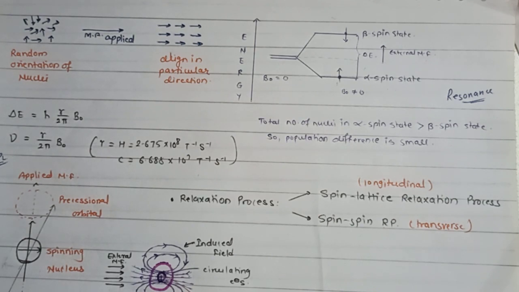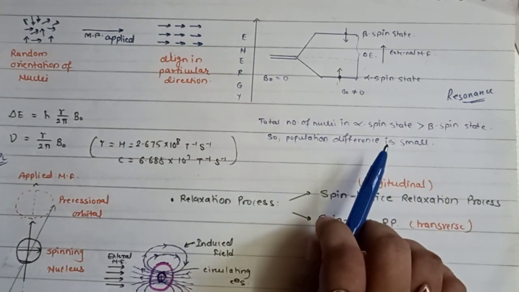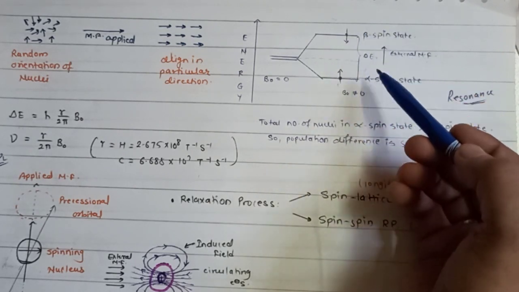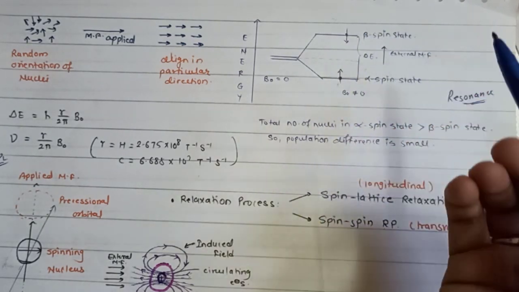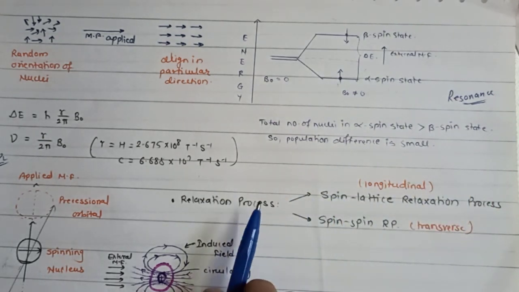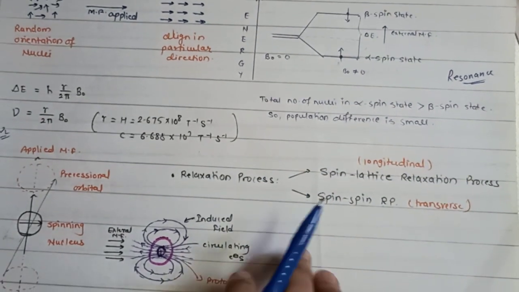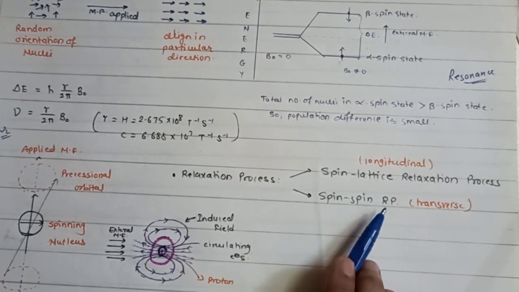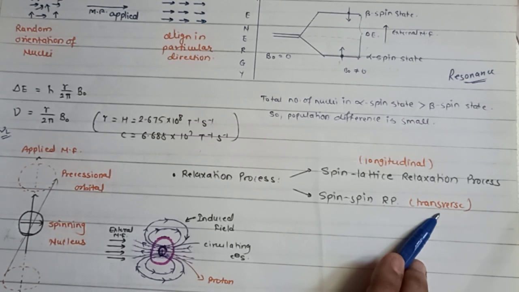रिलैक्सेशन प्रोसेस. तो यहाँ पे रिलैक्सेशन का जनरली मतलब क्या है, दैट द न्यूक्लियस इन द हायर एनर्जी स्टेट व्हेन रिटर्न्स टू द लोअर एनर्जी स्टेट लूजिंग सम ऑफ द रेडिएशन एनर्जी इज कॉल्ड एज रिलैक्सेशन प्रोसेस. अब ये रिलैक्सेशन प्रोसेस होते हैं, एक तो होता है स्पिन लैटाइस मतलब लॉन्गिट्यूडिनल, एंड सेकंड वन विल बी द स्पिन स्पिन रिलैक्सेशन प्रोसेस मतलब होता है ट्रांसवर्स.